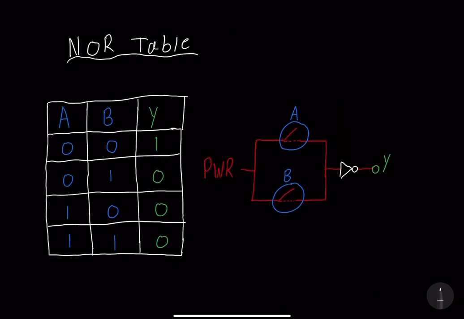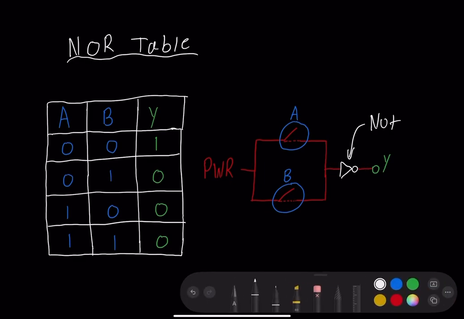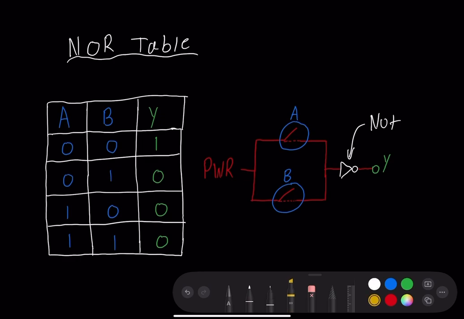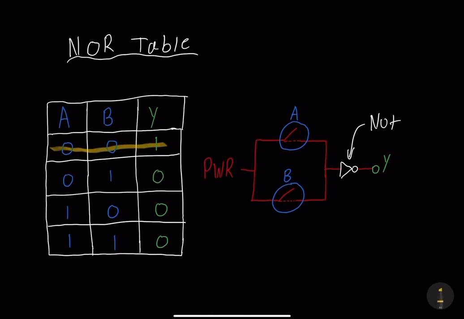So now let's look at the NOR table. The NOR table circuit looks very similar to the OR table circuit, and that makes sense because the NAND table looked very similar to the AND. The only difference, again, is this inverter, which we'll call the NOT, because it inverts any value here to its complement over here. Looking at the first row, when A equals 0 and B equals 0, the output Y will be 1.